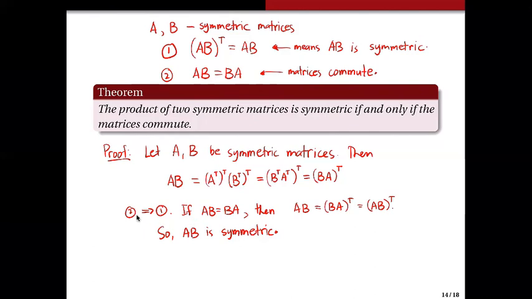So again, if we assume statement 2, that AB equals BA, then from this computation, this BA here we can rewrite as AB. So AB transpose equals AB, and therefore AB is symmetric.